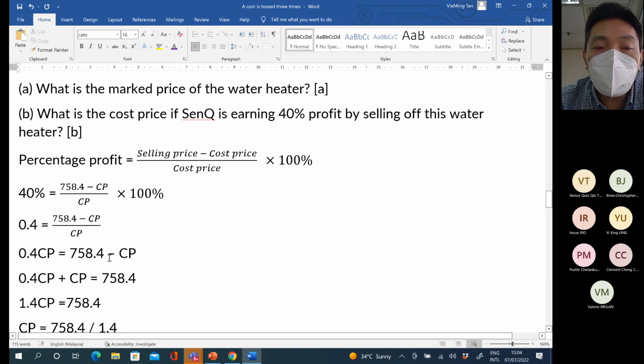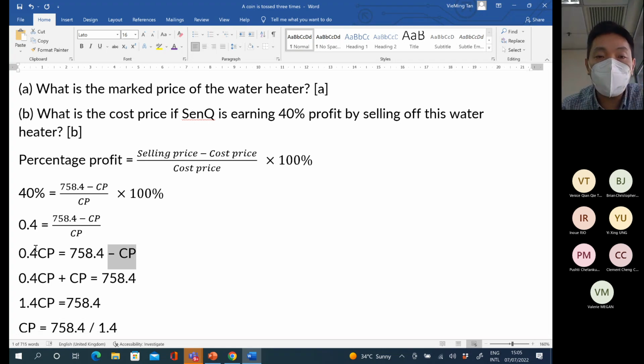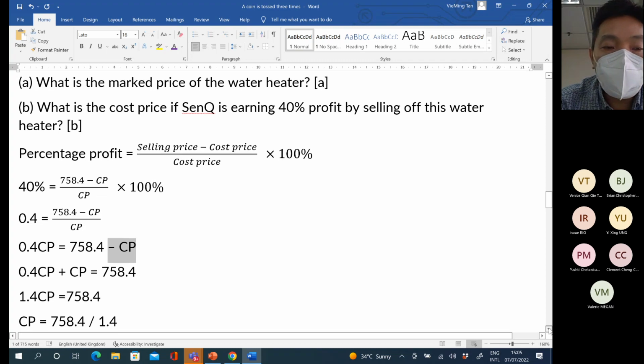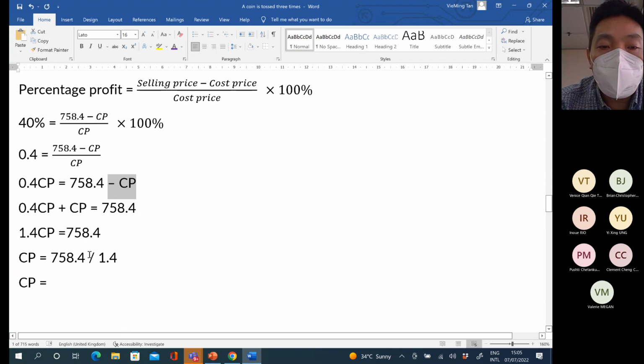The next step is we may find that because this is minus CP, this is positive 0.4 CP. So it's better to move this minus CP to the left hand side so that we can combine the CP and then leave the CP in the positive number, positive coefficient. Okay, so if we move the minus CP, it becomes plus 1 CP, becomes 1.4 CP. Then lastly, move 1.4 to the right hand side. Okay, it becomes divided by 1.4 and simplify, you get the cost price.